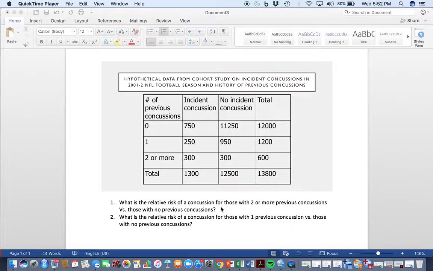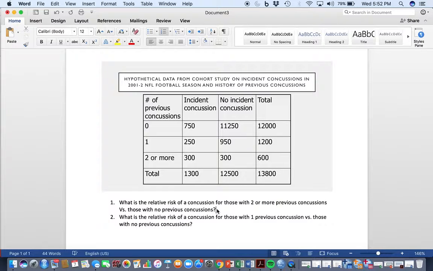And so really, calculating relative risk is pretty easy. It's just a comparison of two incidences, and we've calculated incidence rates 100 times in this class. So really what we're interested in doing is just comparing those incidence rates. When we look at the first problem, what's the relative risk of concussion for those with two or more previous concussions versus those with no previous concussions?